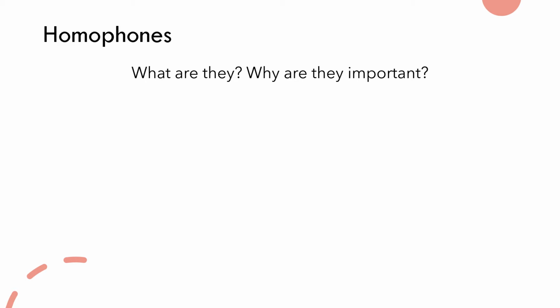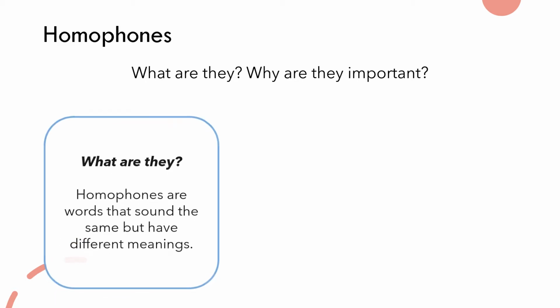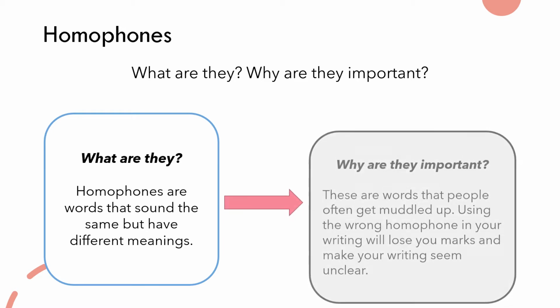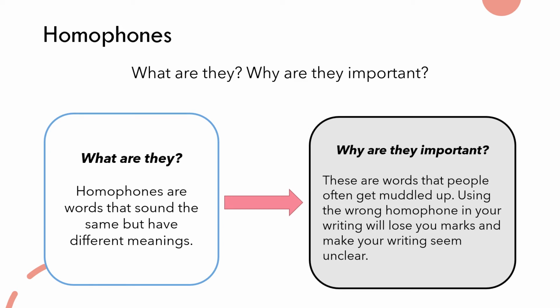So what are they and why are they important? So first of all, homophones are words that sound the same but have different meanings. So the clue kind of comes in the name, homophones. The last part of the word, saying phones, means it's something that we hear. So when we hear the word, it sounds very similar to another one, but it will often have a different meaning.